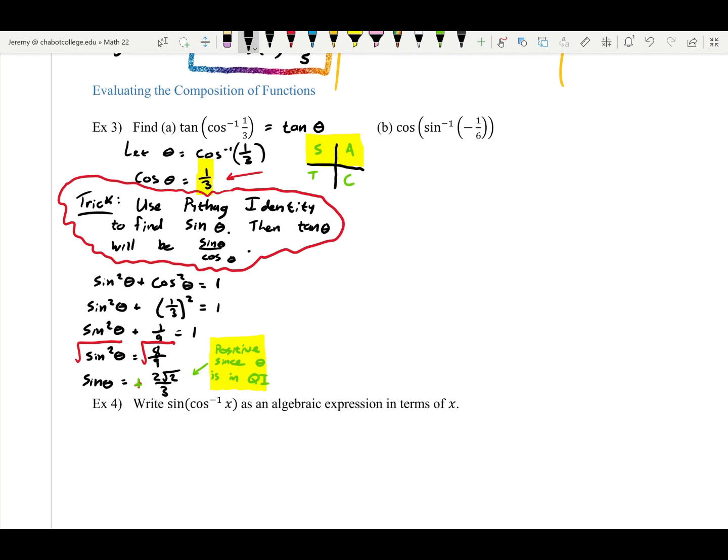Okay, so now I can take this. So now tangent of theta is going to be equal to sine of theta over cosine of theta. I wish I put a little more room for us on this problem. Sorry about that. Sine of theta is 2√2/3, and then divide by cosine of theta, which is 1/3. To divide by 1/3, which is the same as times 3, I get 2√2 as my answer.